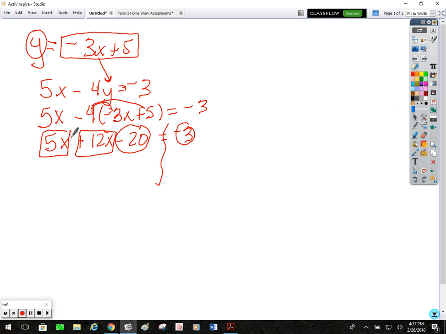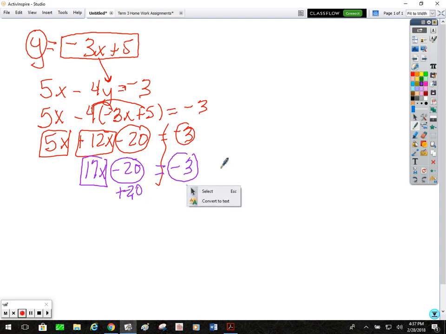Okay, so let's combine now. 5x and 12x is 17x minus 20 equals negative 3. Here I have my box. It's already isolated. There are no more variables. All of my variables are on the same side, so we're going to move this negative 20. Let's get rid of this guy. The opposite of negative 20 is plus 20.